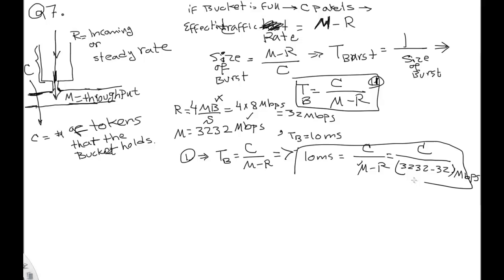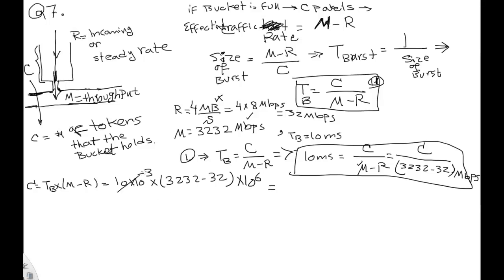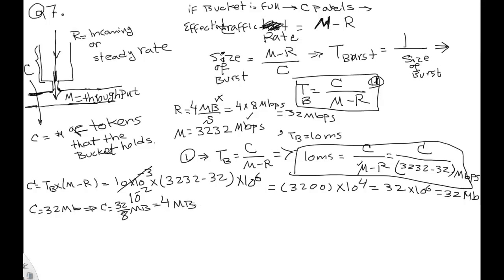Now from here, to get the size of the bucket, C is going to be T burst times M minus R, which is 10 milliseconds, just 10 to the power negative 3, times 32 minus 32 times 10 to the power 6. Multiplying these two is going to be 3200 times 10 to the 4, which is 32 times 10 to the 6, which is 32 megabits. So the size of the bucket is going to be 32 megabits, which, if you divide it by 8, is 4 megabytes. So from here, the size of the bucket is 4 million bytes.